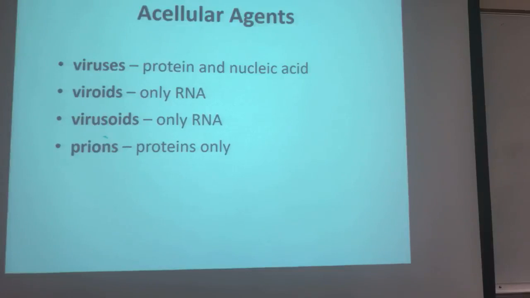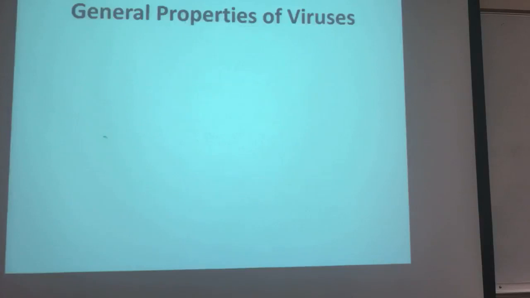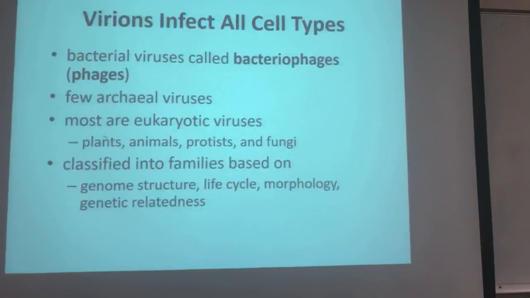So obviously know these terms: viruses, viroids, virusoids, prions. What do we need to know about viruses? What's a virion? So virion is the virus particle, complete virus particle. Obviously know that its genome can be diverse. It could be, remember, all different types of stuff: single-strand DNA, double-strand DNA, single-strand RNA, double-strand RNA, and there's even more than that, right? Bacteriophage or phages are viruses that infect bacteria. Archaea can have viruses. Eukarya have a lot of viruses.